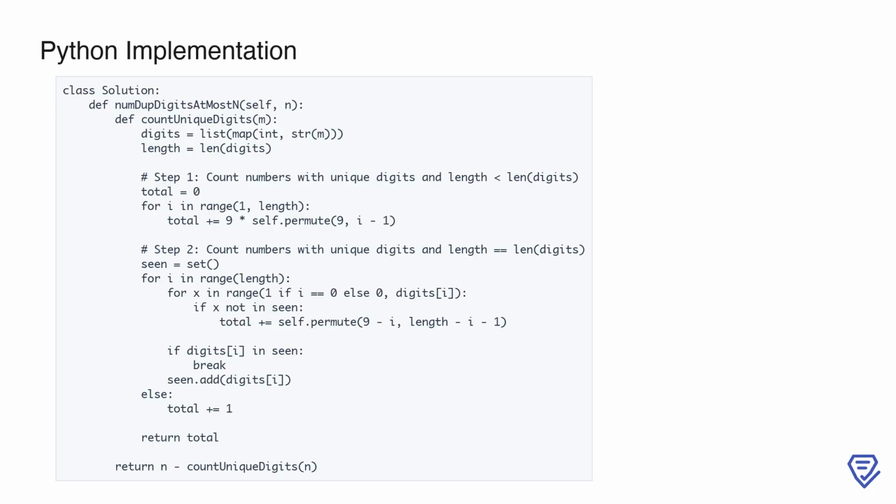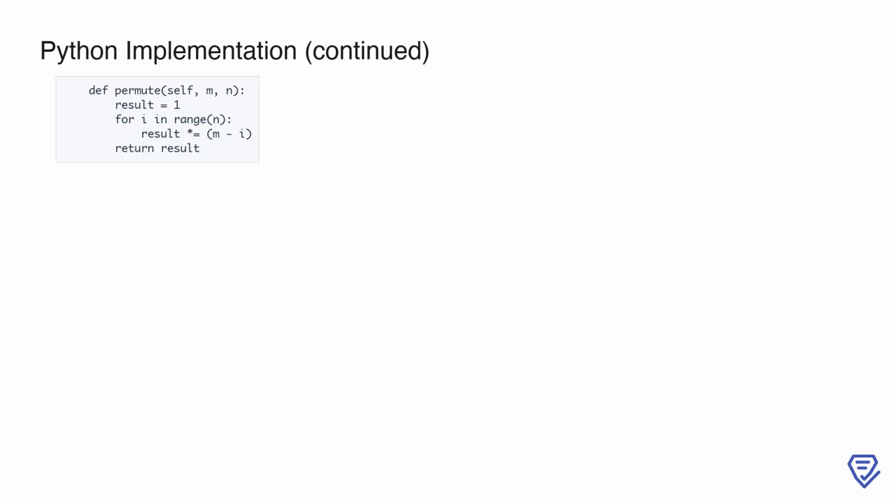The permute function is defined here to calculate the number of permutations of n items chosen from m. It initializes a result variable to 1 and iteratively multiplies it by decreasing values of m for n steps. This ensures that we calculate the product of the first n terms of the sequence starting from m. This method is key to efficiently determining the number of unique arrangements of digits at various stages in the countUniqueDigits function. By breaking the problem into smaller, reusable computations like this, we ensure that our implementation is both modular and easy to follow.